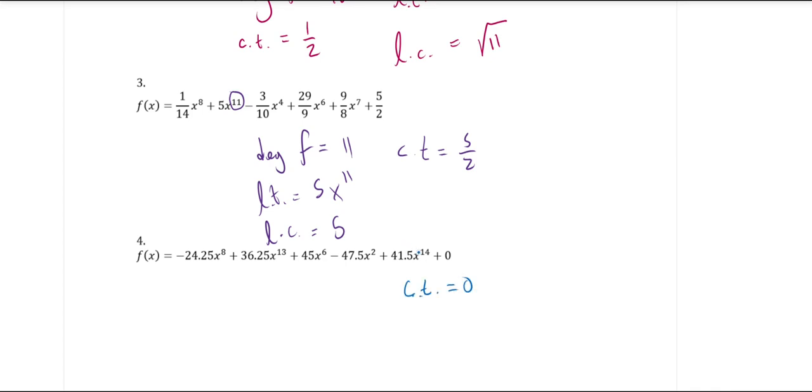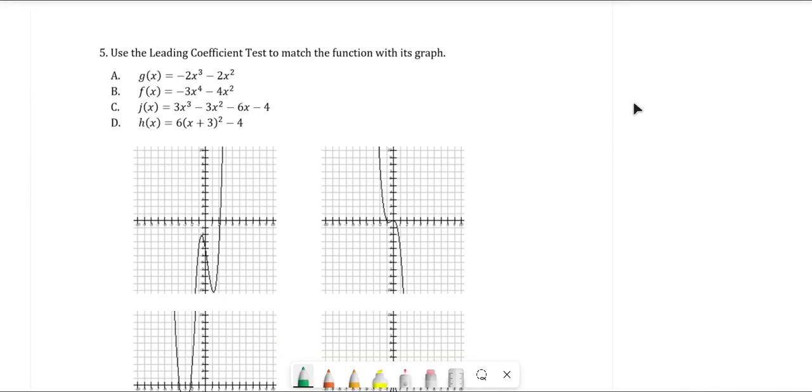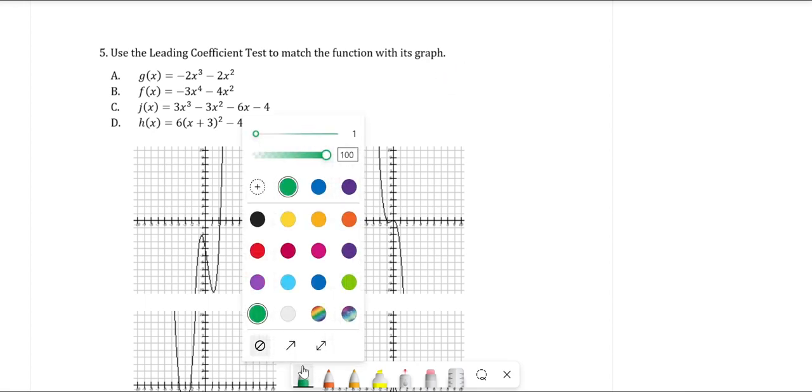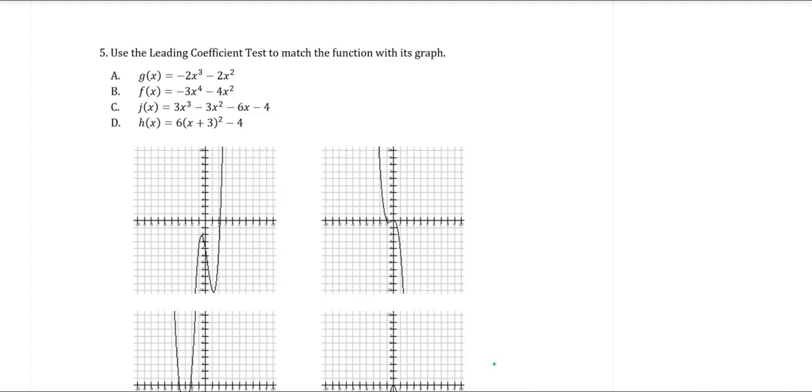Here we dig around a little to find the largest power is a 14, with a leading term given by 41.5 x to the 14, whose coefficient is indeed 41.5. Question number 5 makes use of the leading coefficient test. This is a way of describing the long-term behavior of a polynomial function. That is to say, how it will behave on the far left and right of the graph.